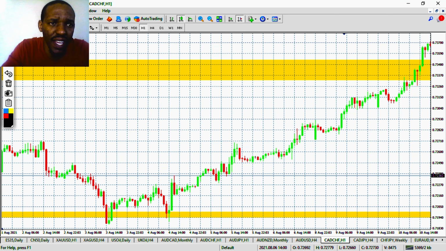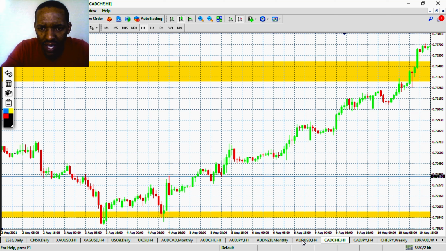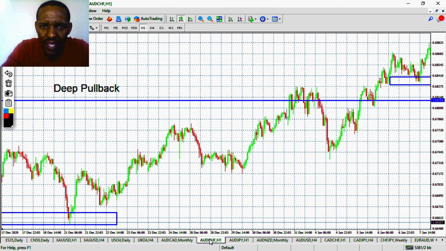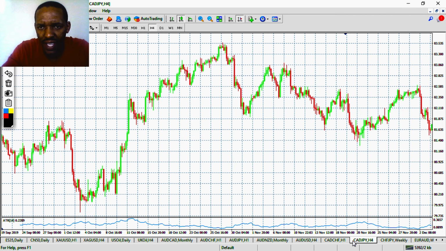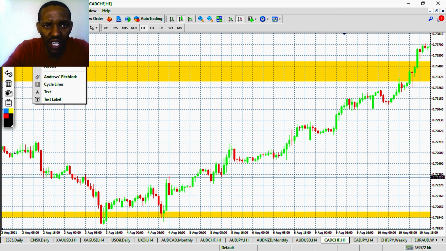And the second one, we have another second one here. Let's go back to where we were. A second one is right there also. That's how we identify a shallow pullback.